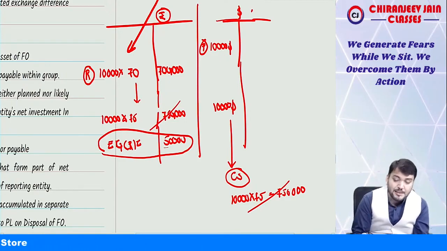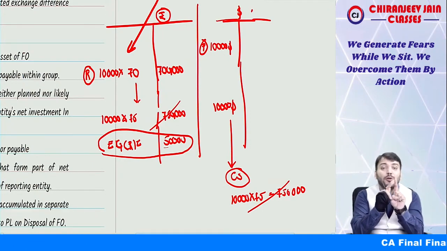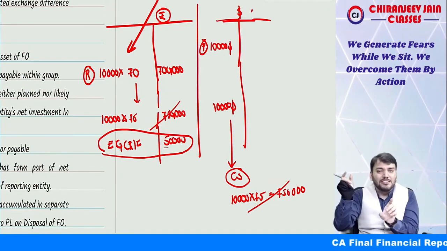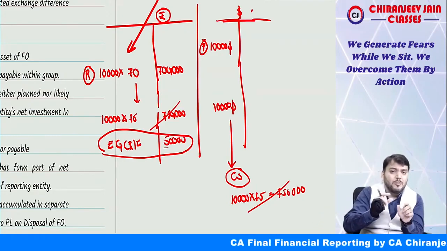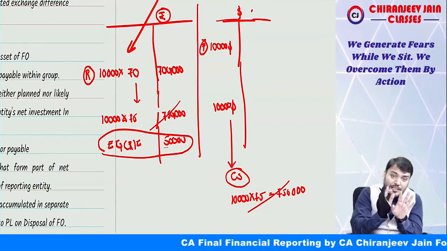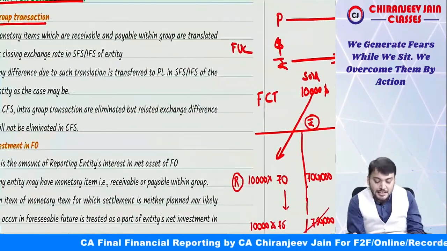So the transaction is eliminated from CFS because we are preparing CFS from the point of view of one entity. But then also, a subsidiary will pay the parent, and when the subsidiary pays the parent, there will be some exchange gain or loss. So they are exposed to exchange gain or loss. Therefore, exchange gain or loss will not be eliminated in CFS.